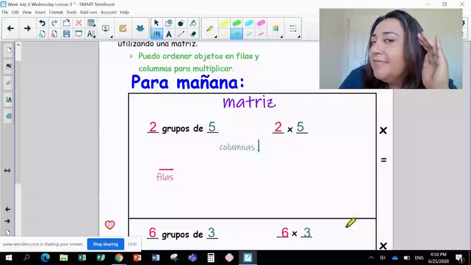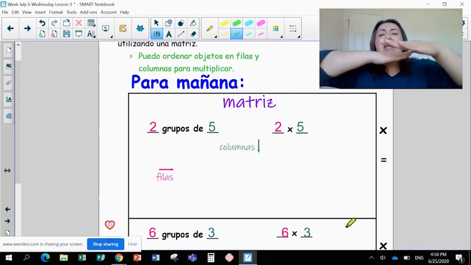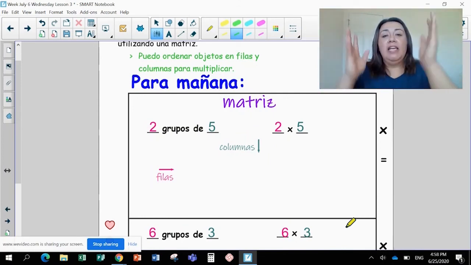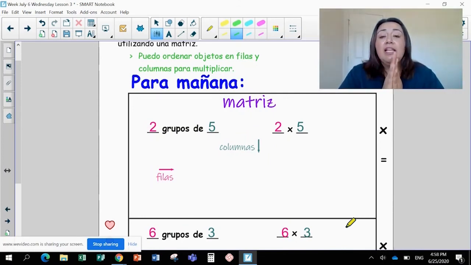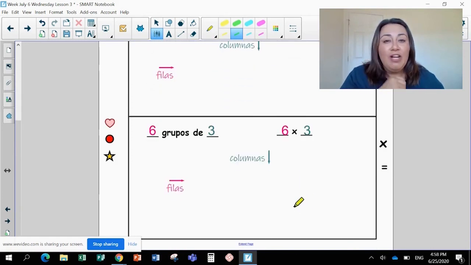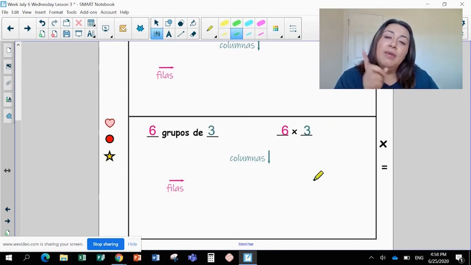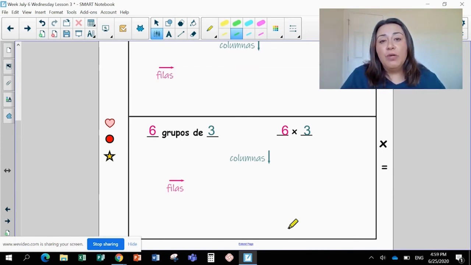Lo más importante de una matriz es que las filas y las columnas estén rectas, derechitas, y no por todos rumbos. Y que los objetos estén en orden. ¿Ok? Tomen cuenta de eso. El segundo problema que quiero que intenten solitos, y mañana lo vamos a comprobar juntos, es 6 grupos de 3 o 6 por 3. A ver si pueden contestar y encontrar el producto o la respuesta.